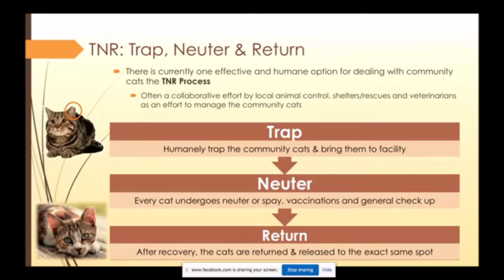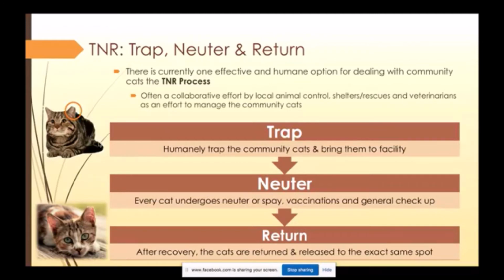After we trap the cats, they undergo neuter or spay, they get vaccinations, and a general checkup. So we want to make sure that the community cats are healthy, they're getting vaccinated to prevent spreading disease to each other or wild animals, other people's pets, and most importantly, like we've talked about, making sure that they're spayed or neutered so that they cannot have kittens and cause the problem to get worse.